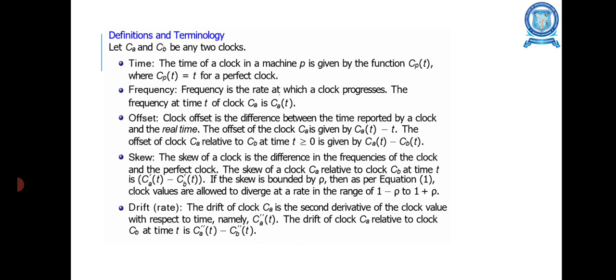The next one is frequency. Frequency is the rate at which the clock progresses. It can be represented as Ca'(t). Offset. The clock offset is the difference between the time reported by the clock and the real time. Skew. Skew is the difference in the frequencies of the clock and the perfect clock. Drift. The drift of the clock Ca is the second derivative of the clock value with respect to time, namely Ca''(t). That means the second derivative of the clock.